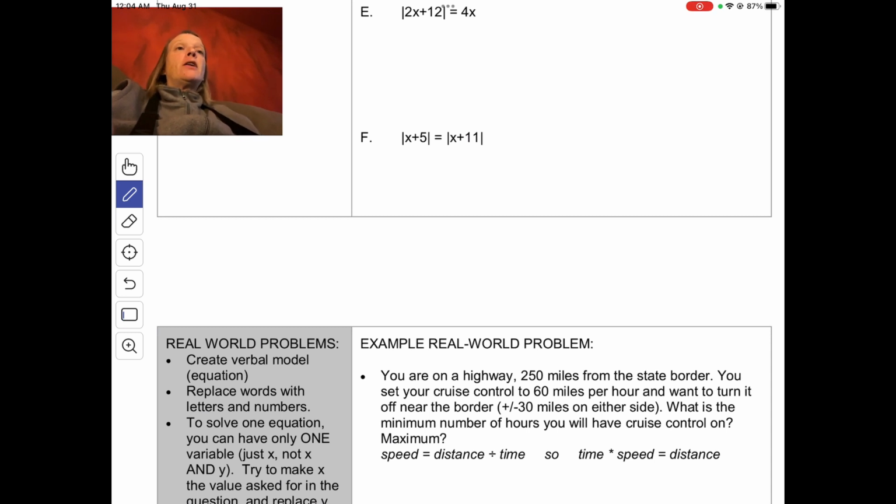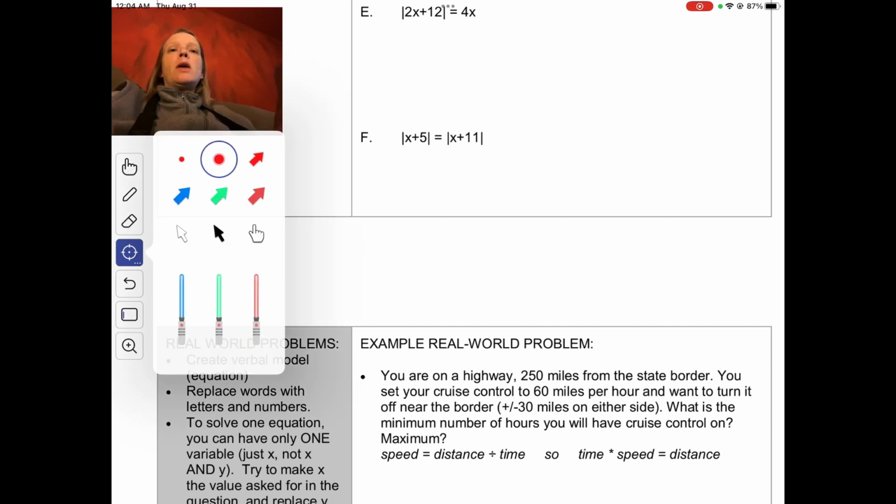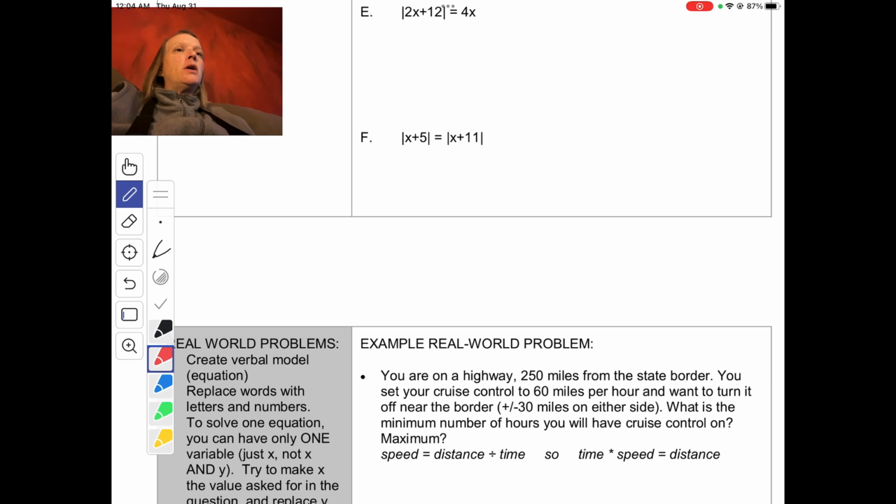Here we have the absolute value of 2x plus 12 equals 4x. So let's go ahead and set up our two related equations. We already have our absolute value expression isolated on one side of the equation, and so we are able to set up our two equations. 2x plus 12 equals 4x, and 2x plus 12 equals negative 4x.